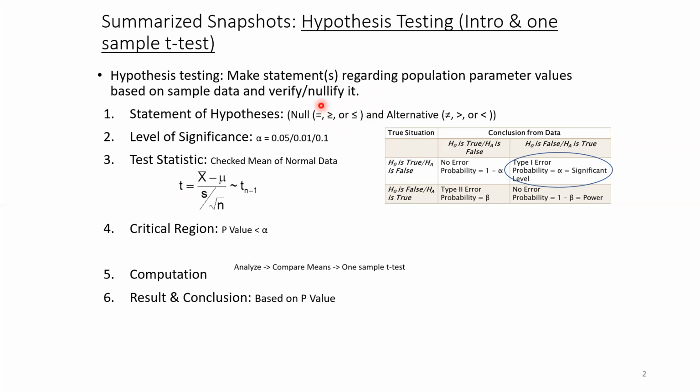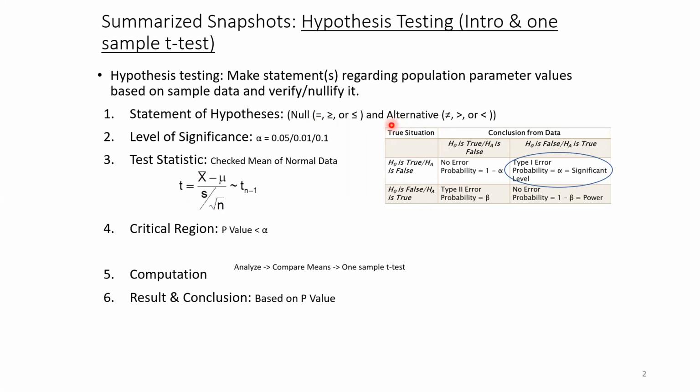Like if our hypothesis is that the mean blood pressure is equal to 120 millimeter Hg, this is a statement, and we have to later verify or nullify this statement using sample data. For that purpose, we also discussed that we have 6 steps to conduct the hypothesis. The first one is the statement of hypothesis, the null hypothesis and the alternate hypothesis.